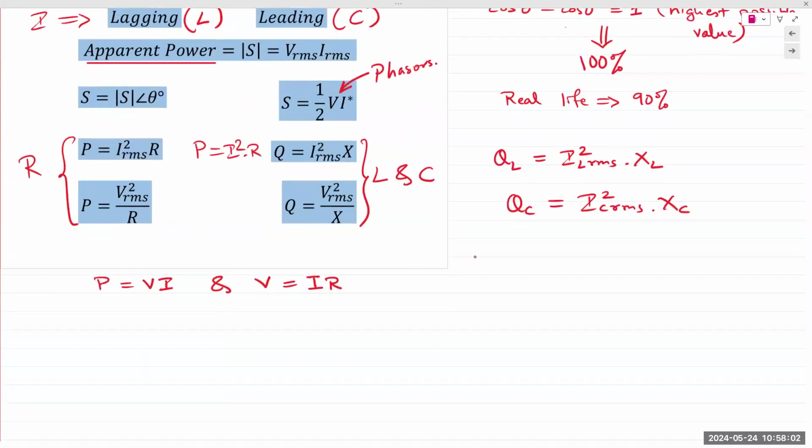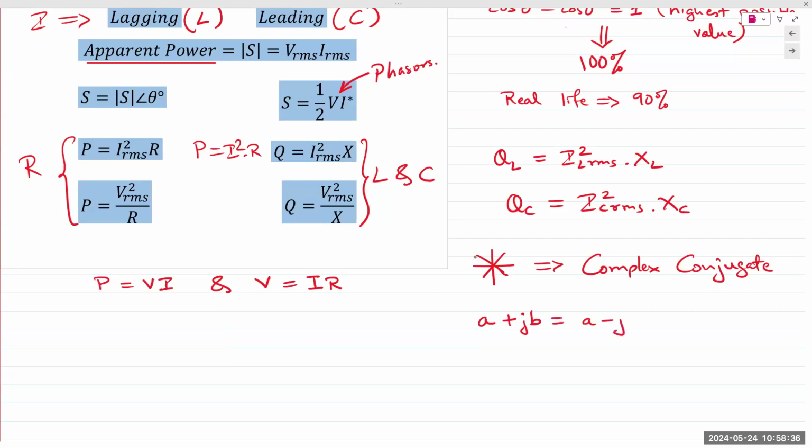Okay, so I'll write this down. The asterisk notes that it is the complex conjugate of that quantity. It's the complex conjugate of I, not V. So V is just that. I asterisk is just the complex conjugate of I. Complex conjugate simply means that the imaginary portion is flipped around the real axis. So A plus jB becomes A minus jB, and vice versa, obviously.